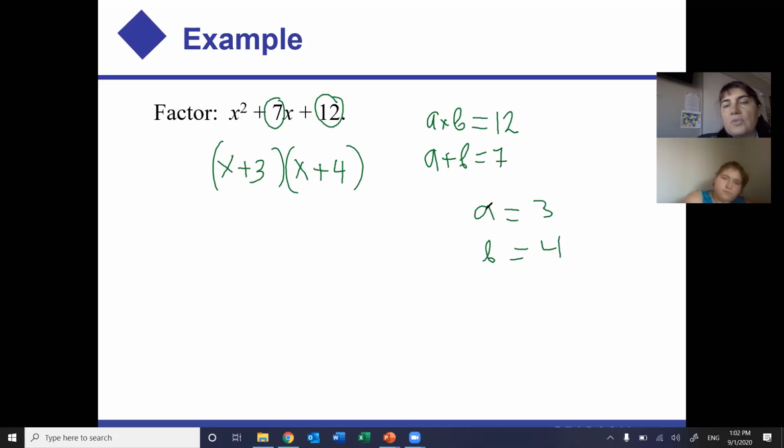It doesn't matter which one is A, which one is B. Just one of them is 3, the other is 4, right? Also, the order doesn't matter where you put the 4 and the 3 right here. Yes. Later it does, but right now it doesn't.